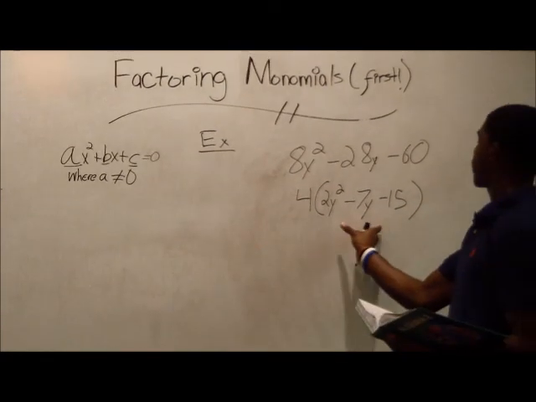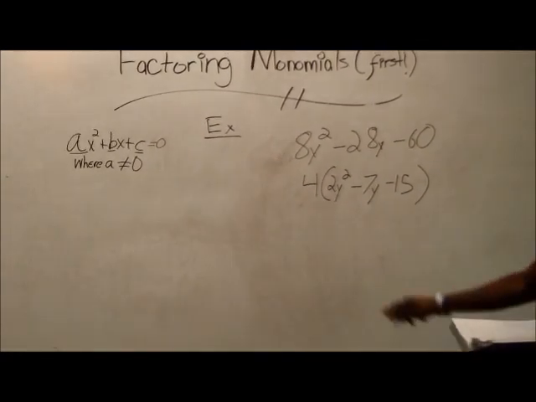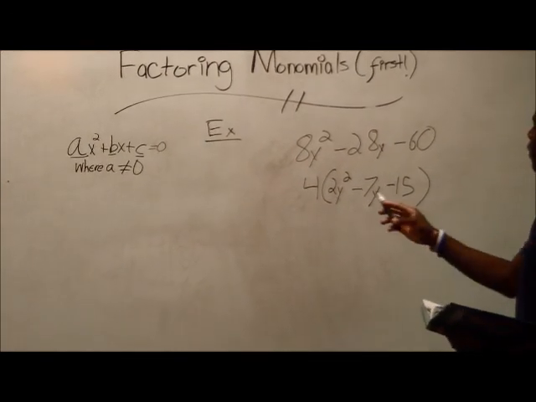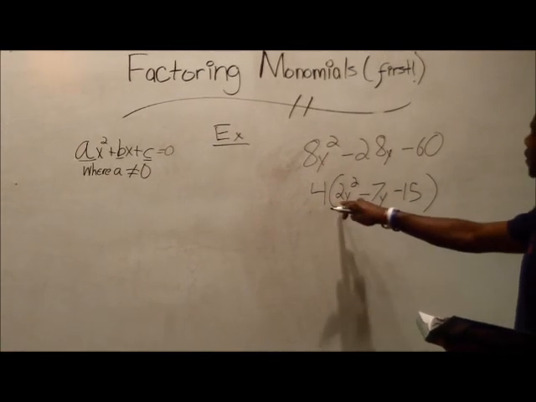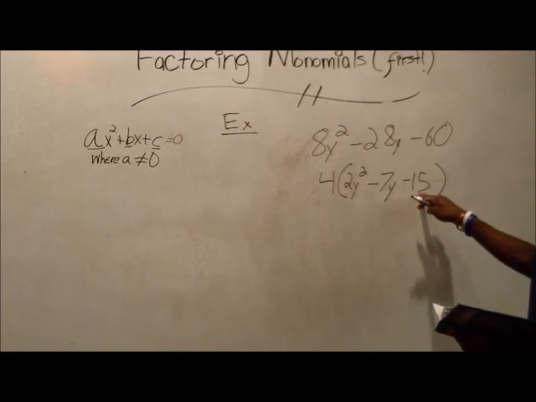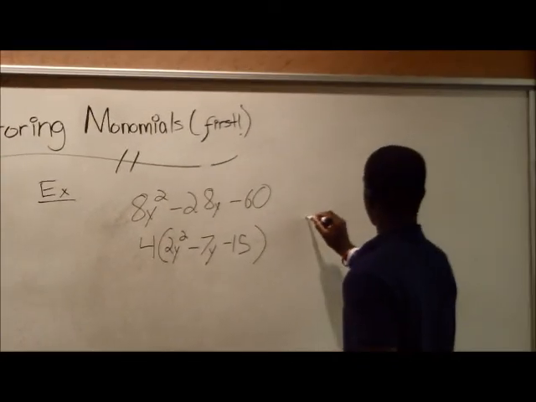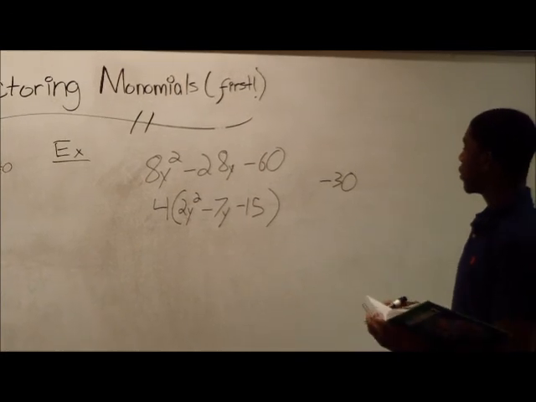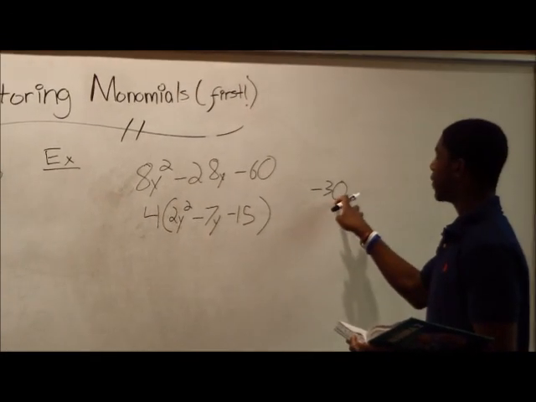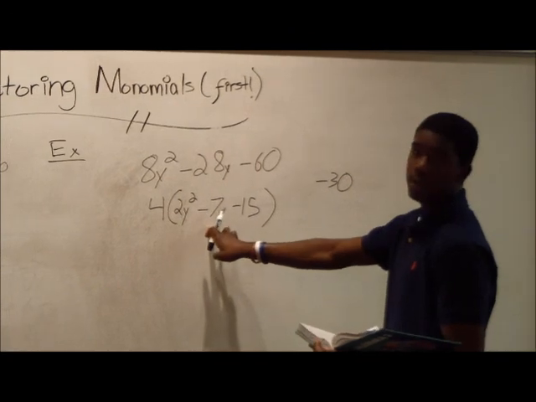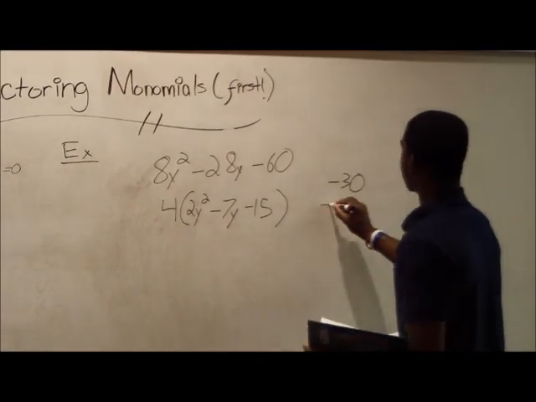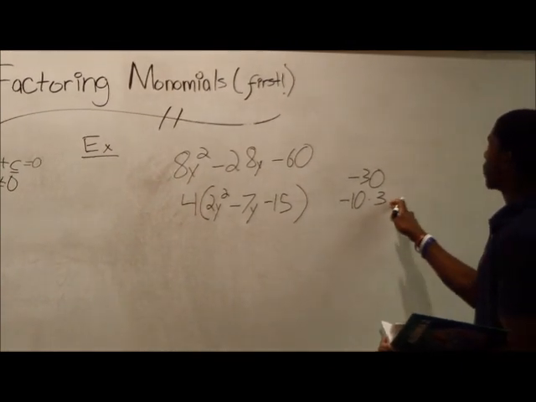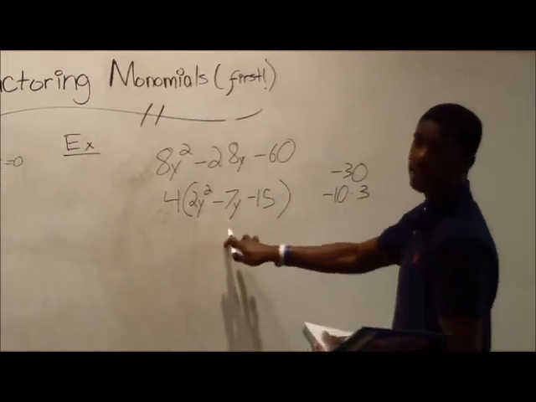Next, we have to factor this. And do not forget to bring the 4 down after you do that. So first, to factor this, you have to multiply the coefficient times the constant, which is negative 30. And then you have to find two numbers that multiply by each other to give you this, but then add to give you this. So in this case, it's negative 10 times 3, because negative 10 times 3 equals negative 30, and it adds up to give you negative 7.